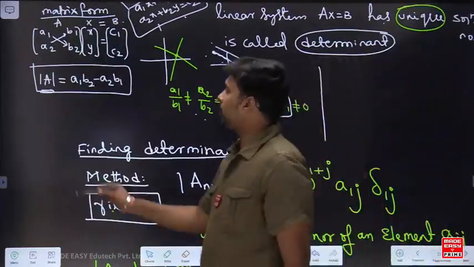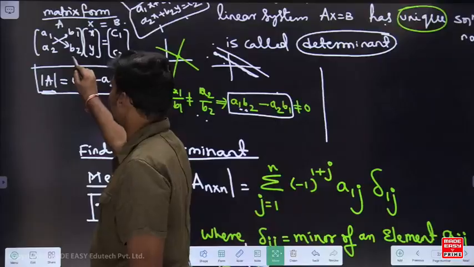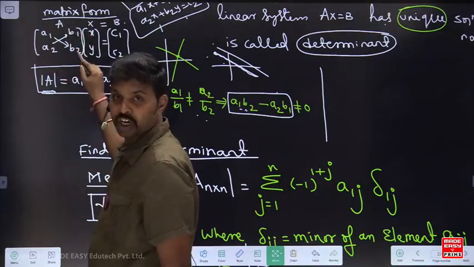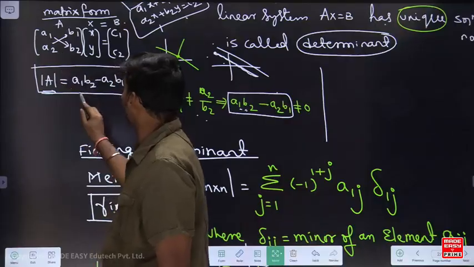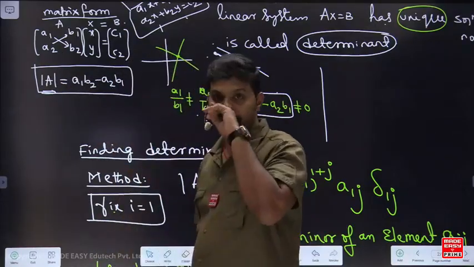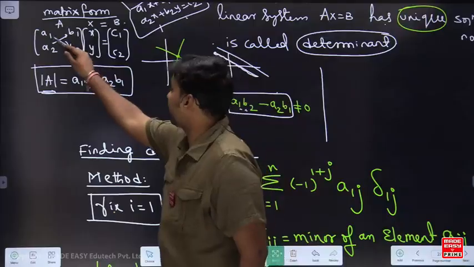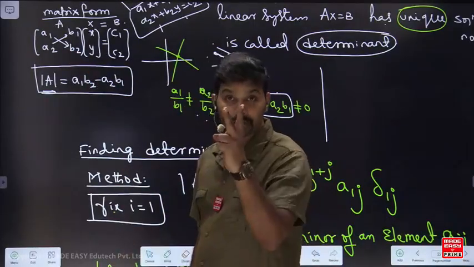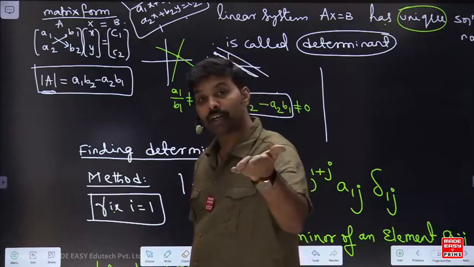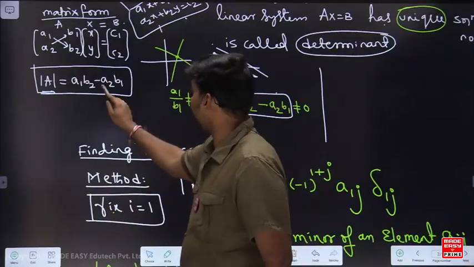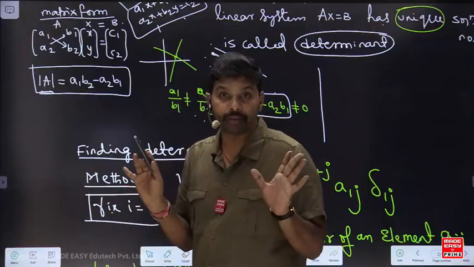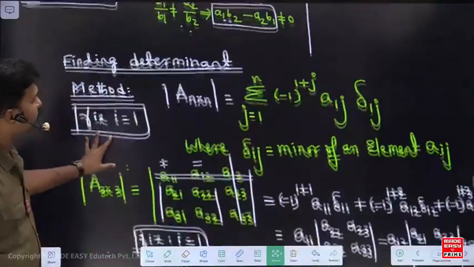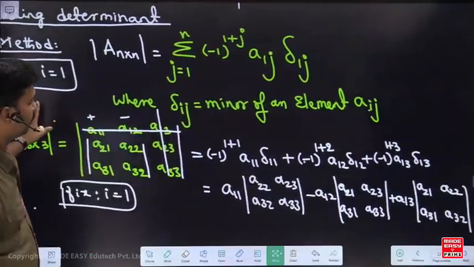Yes. See, it is a 2 by 2 matrix, correct? Now, in the determinant expansion of this 2 by 2 matrix, how many terms are you getting? You are getting 2 terms. In the determinant expansion of a 2 by 2 matrix, you have 2 terms. Now my question is, how many terms will you be getting in a 3 by 3 matrix?